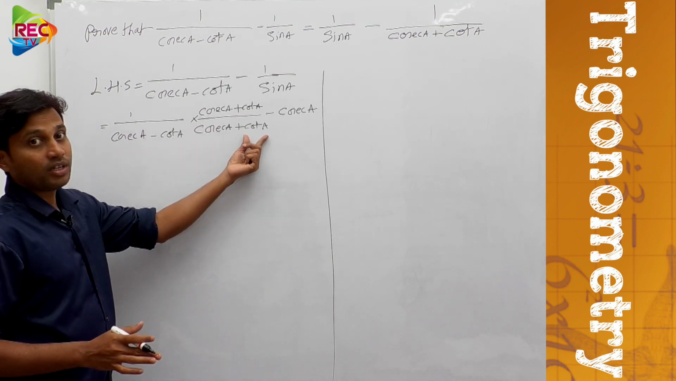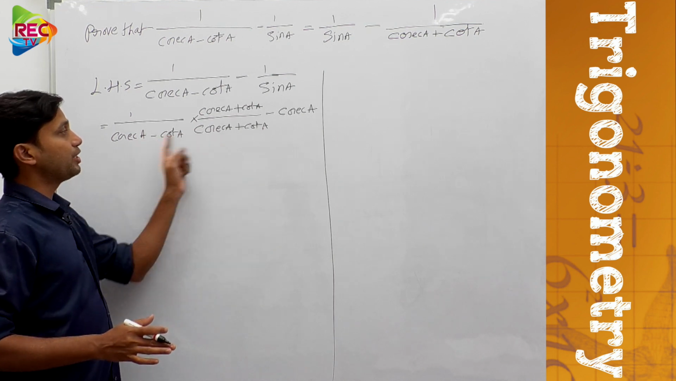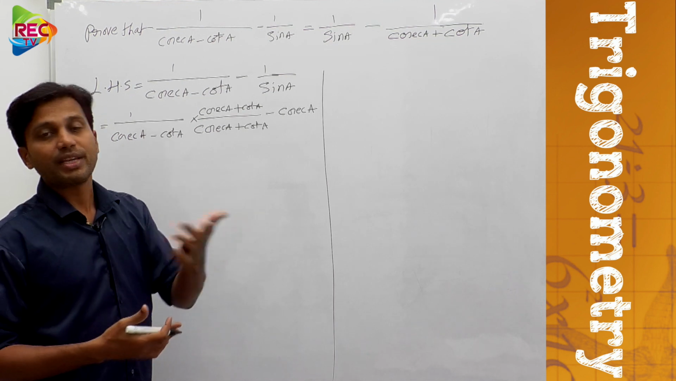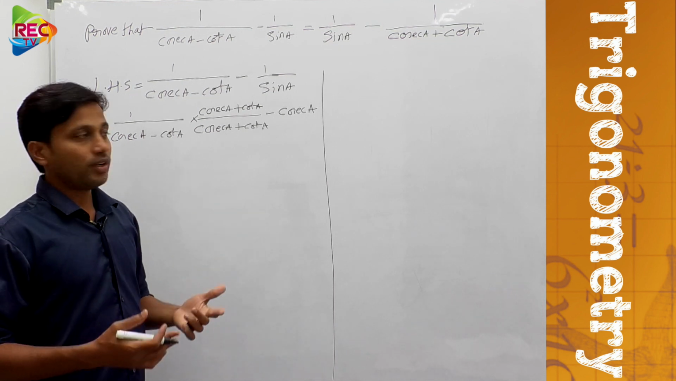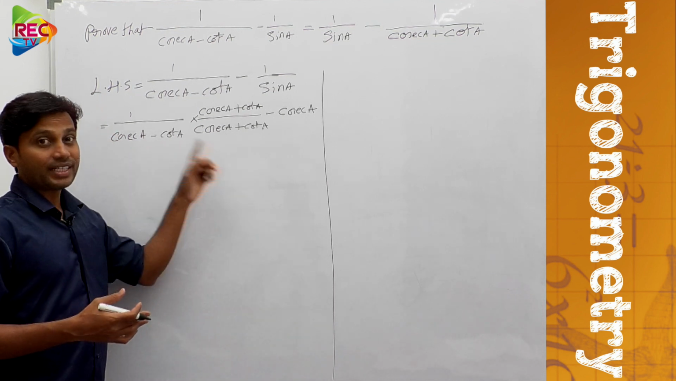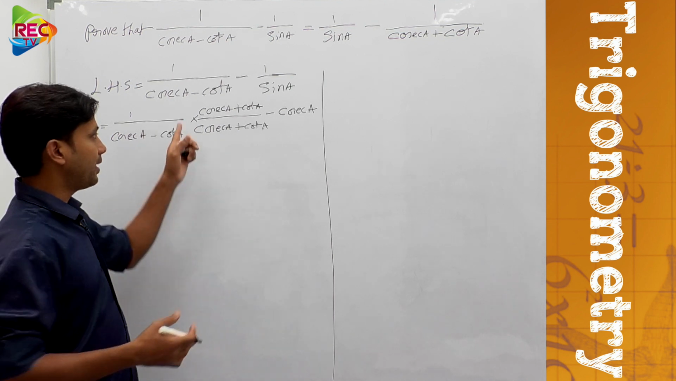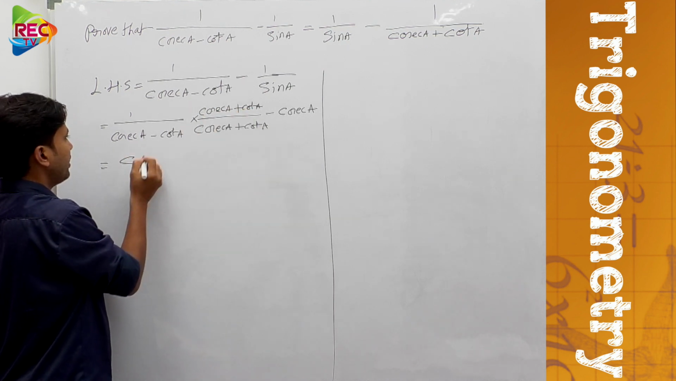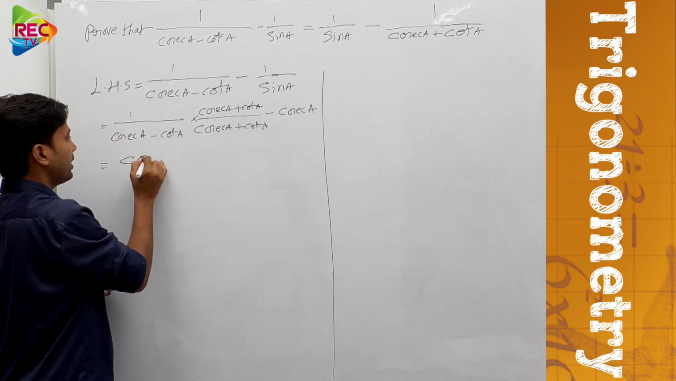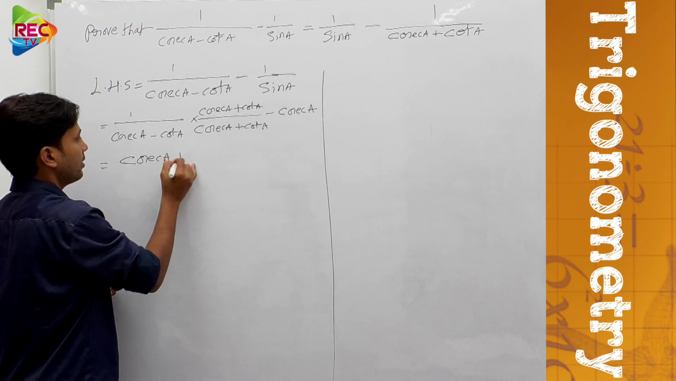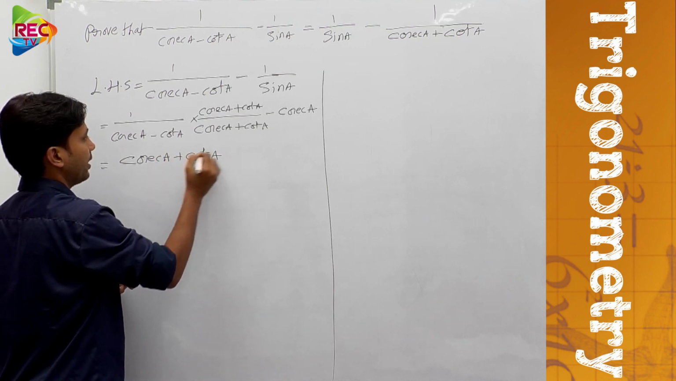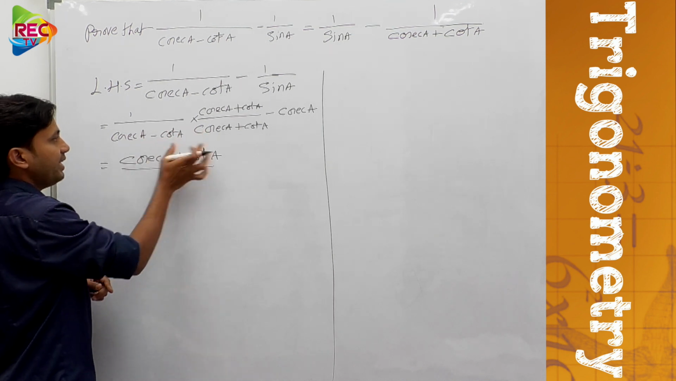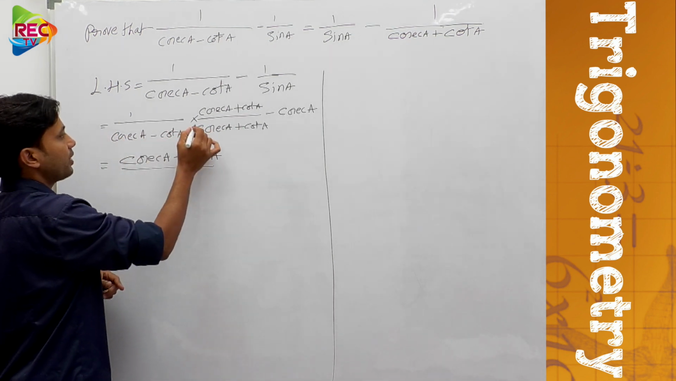Once again, why are we multiplying and dividing with cosecant A plus cot A? Because by multiplying these two, we can obtain cosecant square A minus cot square A. So there is a chance of getting the denominator as 1. So here, cosecant A plus cot A into 1, that is cosecant A plus cot A, over cosecant A minus cot A into cosecant A plus cot A.